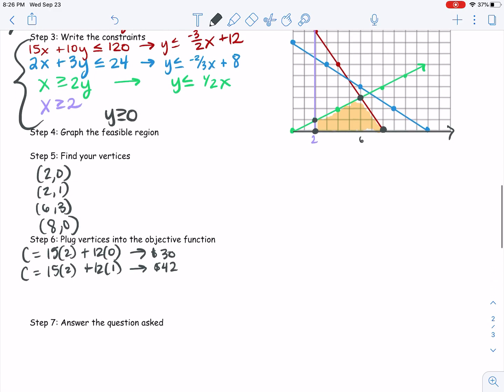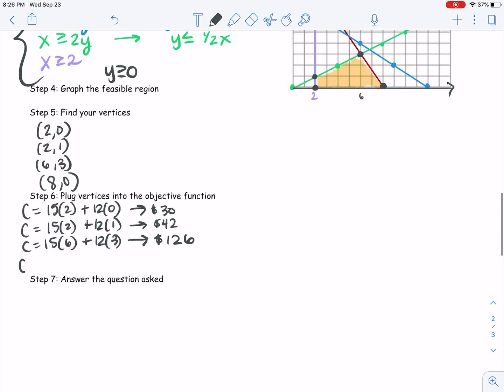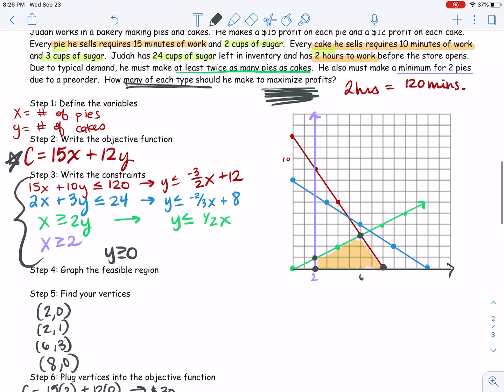Then I have 6, 3. So 15 times 6 plus 12 times 3. That's going to give me $126. And then the last one is 8 and 0. So 8 and 0. And that would give me $120 profit.